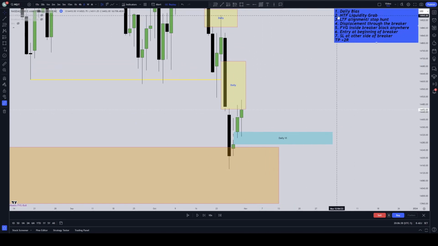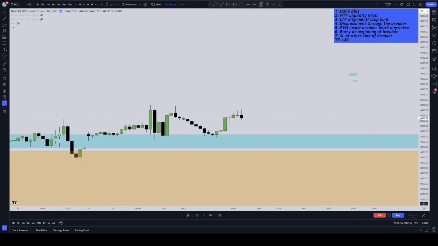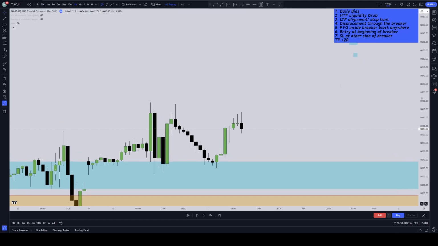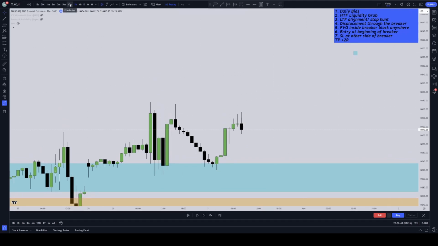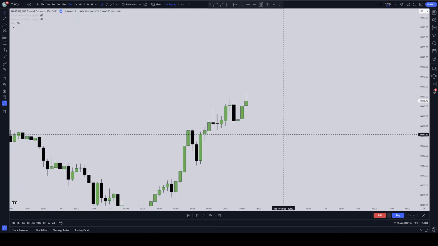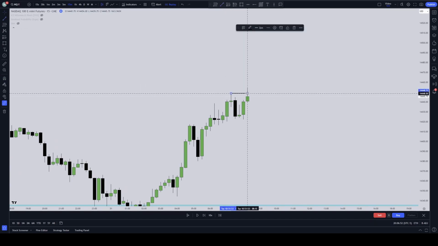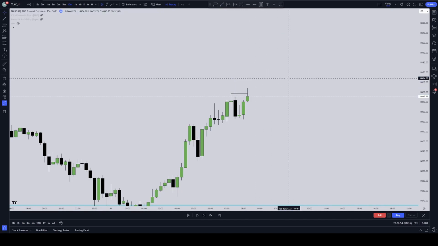So then number 2, higher time frame liquidity grab. That is the 1 hour for me because we're trading on the 5 minute. Sorry, you can do the 1 hour or the 15 minute depending on what you want to do. This trade was on the 15. So we can see right here, we had a swing high. We draw it over. There is our liquidity grab, the raid on liquidity.